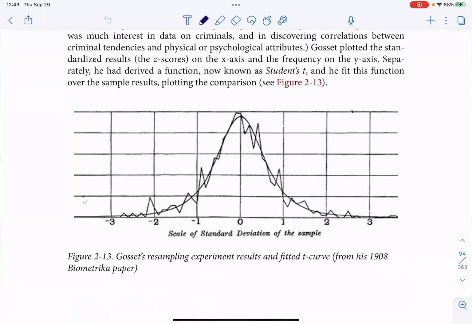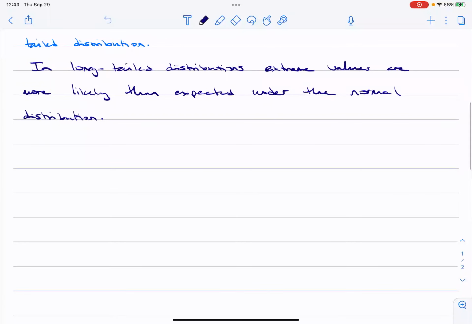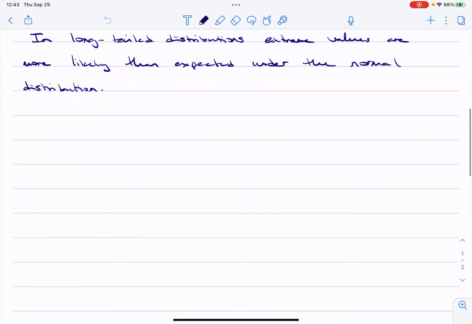So here's what he did. That'd be so tedious, right? Oh, I'm going to randomly select a random sample, right? But kind of fun.